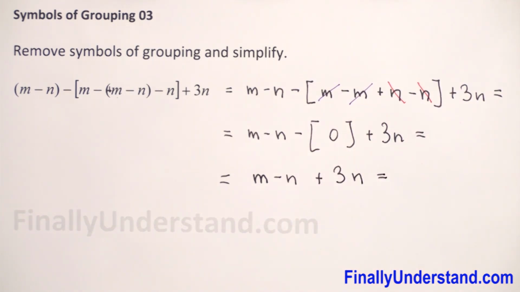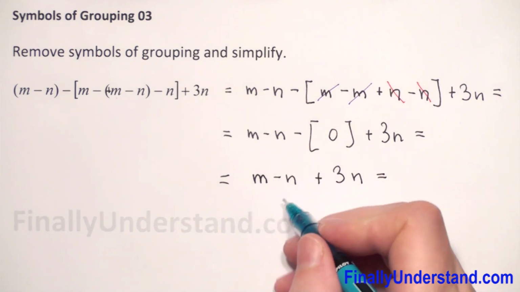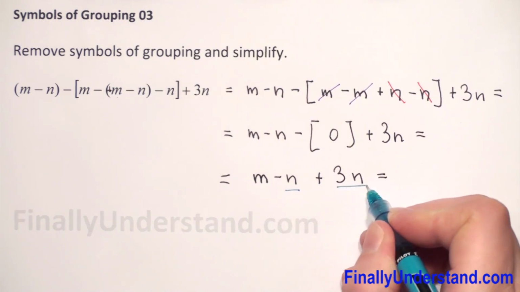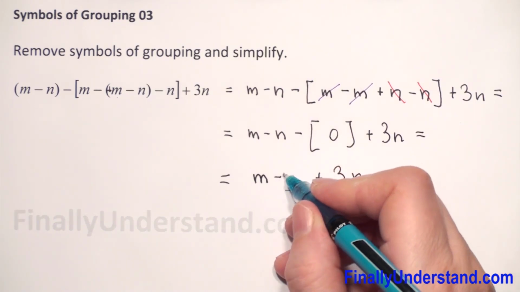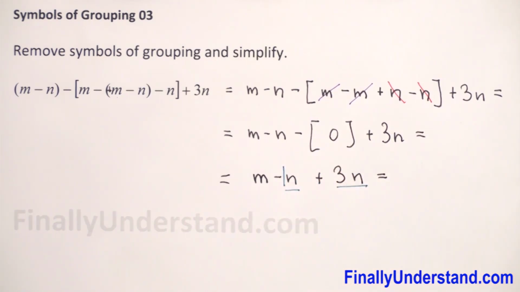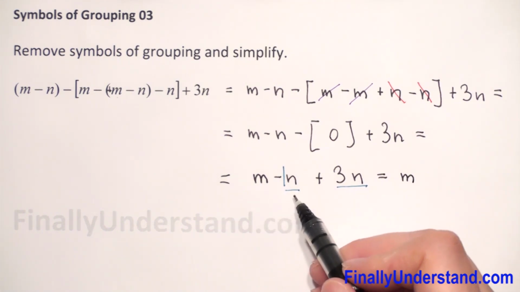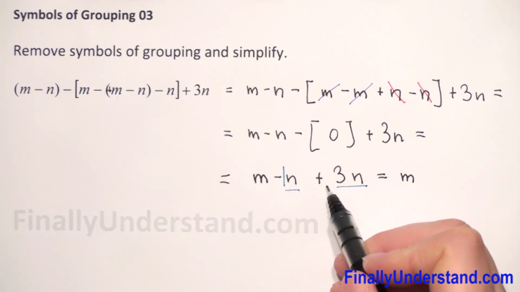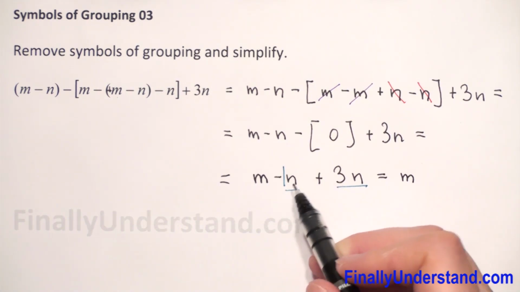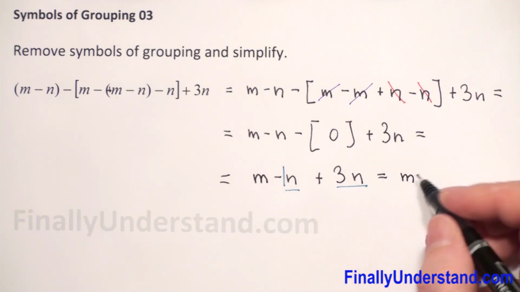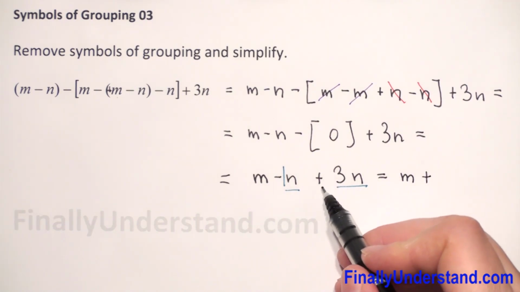This is equal. Now we have to check if we have like terms. We have negative n and positive 3n. When we don't have coefficient, it's always invisible 1. So we have to copy m, because we have only one term with m, and now we have different sign before these two terms. We have to keep the sign of the larger number. 3 is greater than 1, so it will be positive sign, because before 3 we have positive sign.